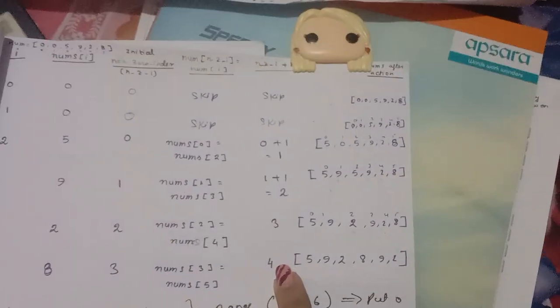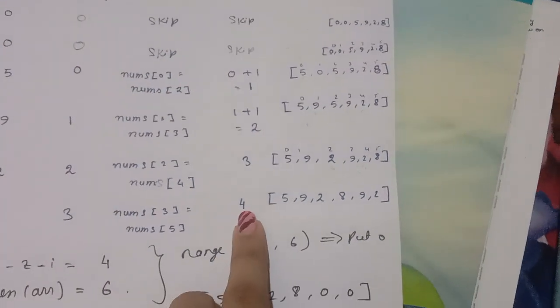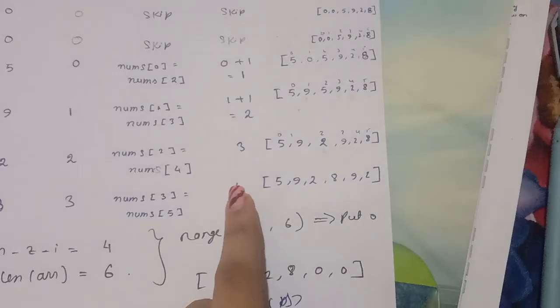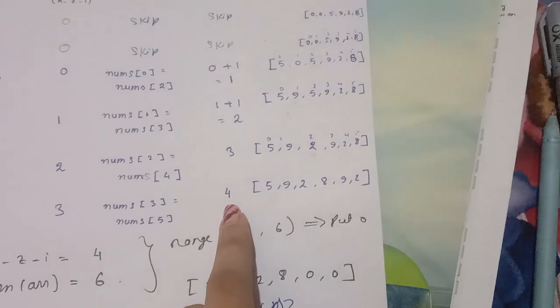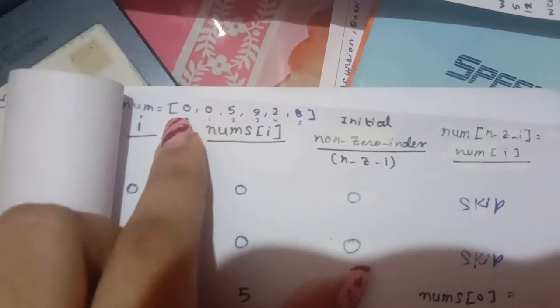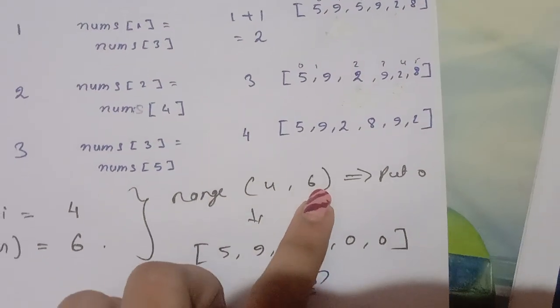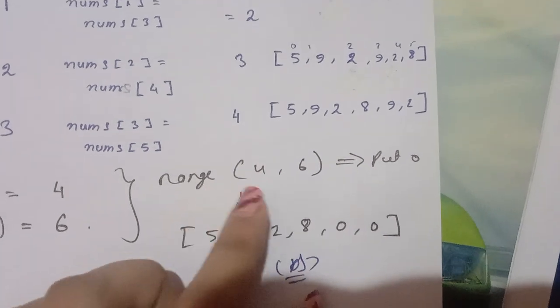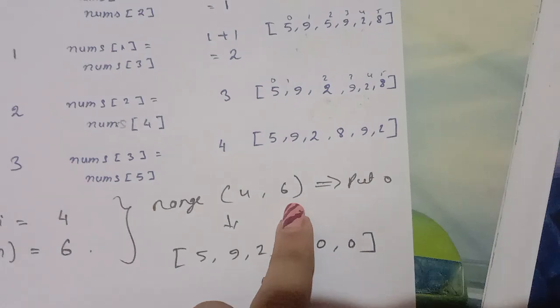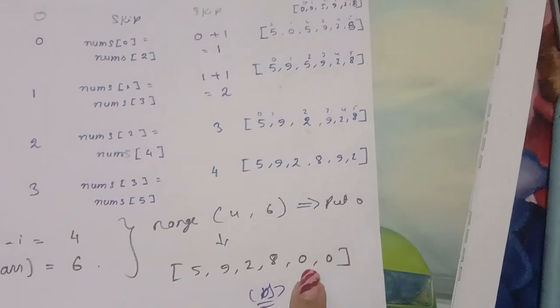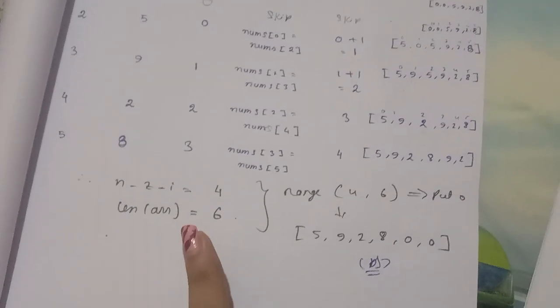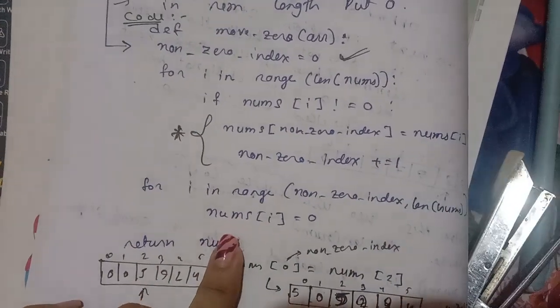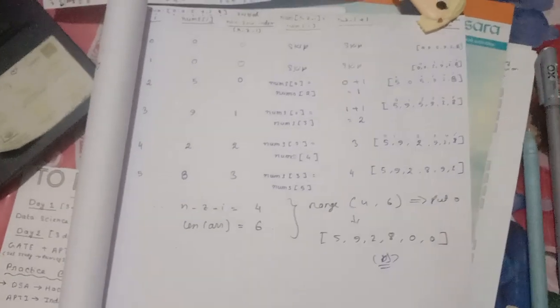See, we know that our non-zero index is now 4. So we run a range from this non-zero index to the length of the entire array. What is the length of the array? Length always gives the count as 1 2 3 4 5 6, so 6 is the length of the array. If we run the range from 4 to 6 and put zeros at those positions, we get the exact array. Got it? This is the concept of the part that I have written here in this logic. I hope this is understandable. Thank you.